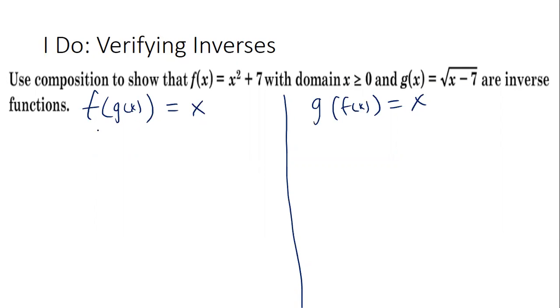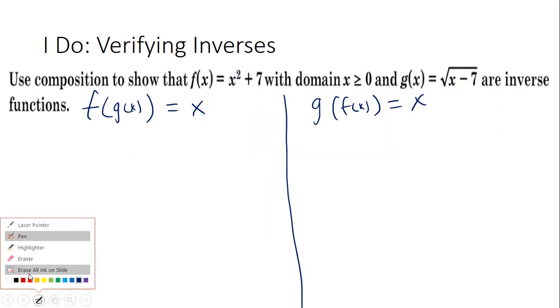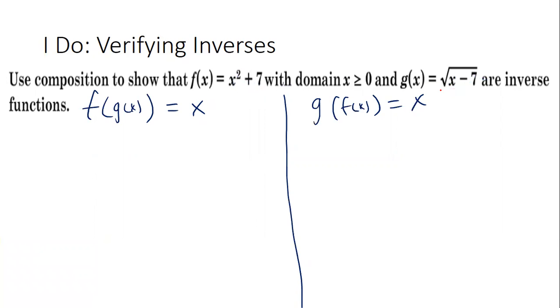So first one, we're doing f of x composed with the square root of x minus 7. For this one, that means I am taking this square root and plugging it in for x. So we have f of the square root of x minus 7, which would equal the square root of x minus 7 squared plus 7.